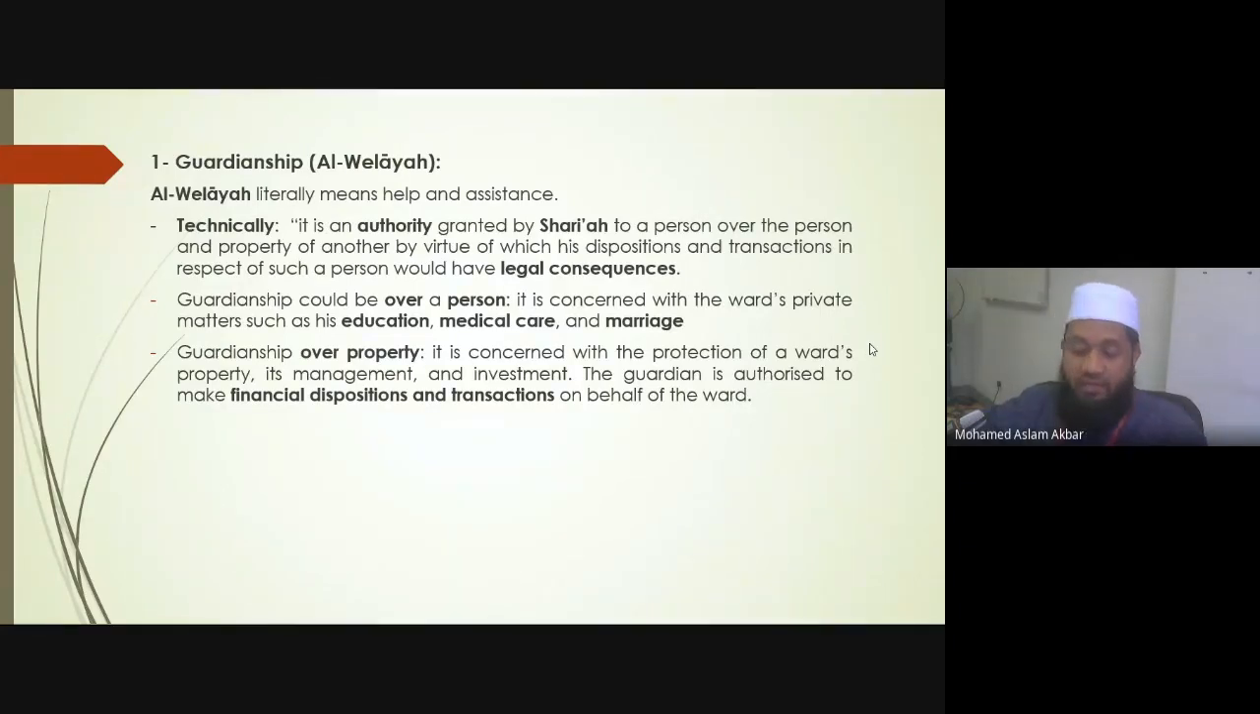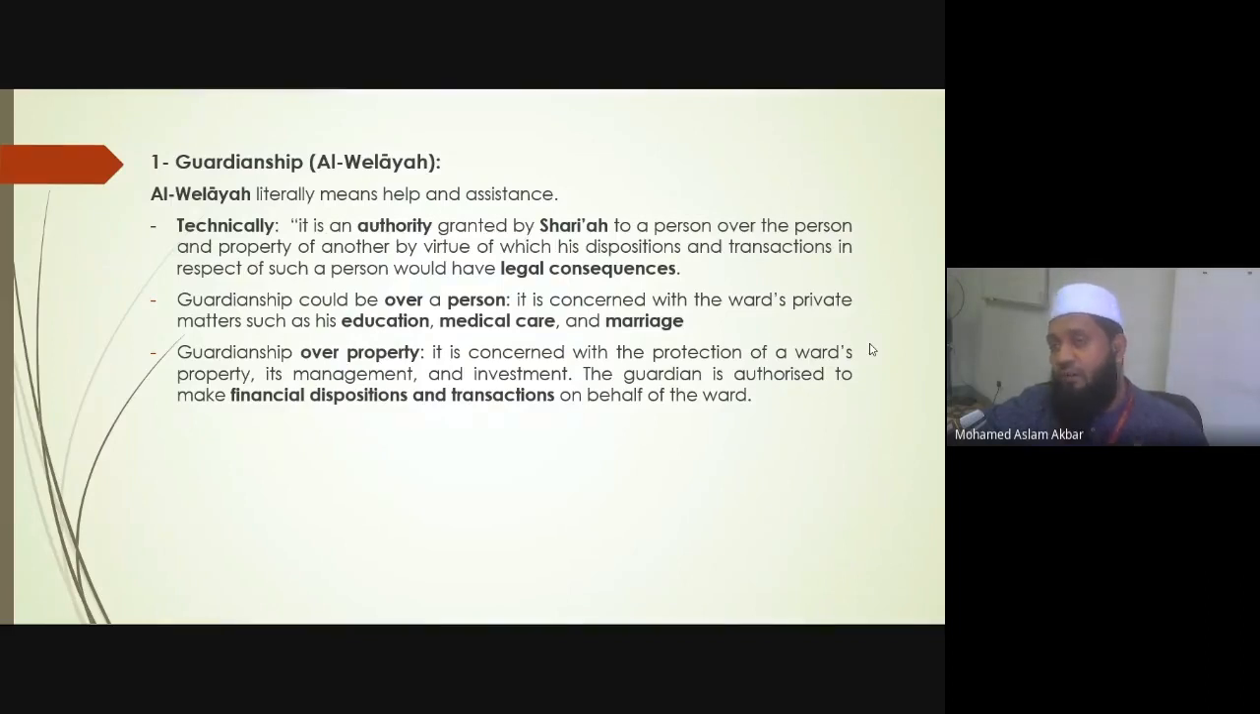For example, if there is a child, he is a person, right? If an uncle or grandfather becomes the guardian, he has to use the child's property in order to provide him education and medical care. Once he becomes an adult, then he also has to spend that money for his marriage, right? So these are the things we call guardianship over a person.